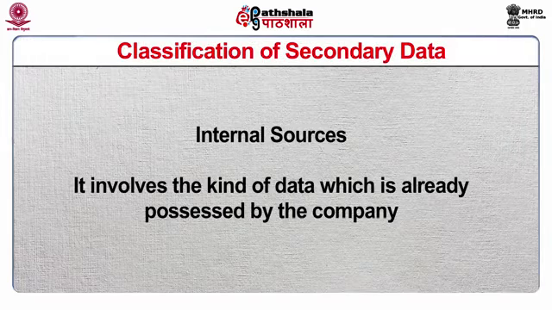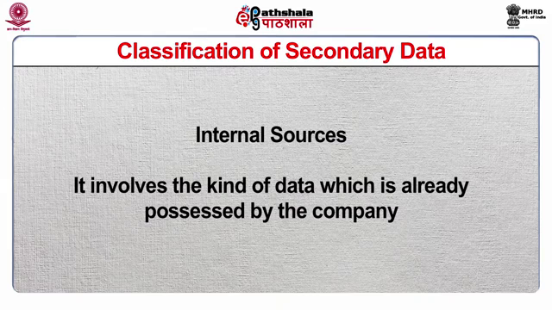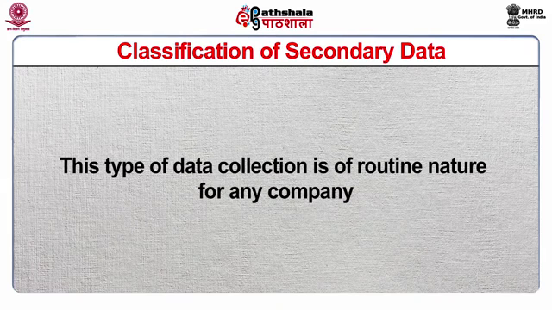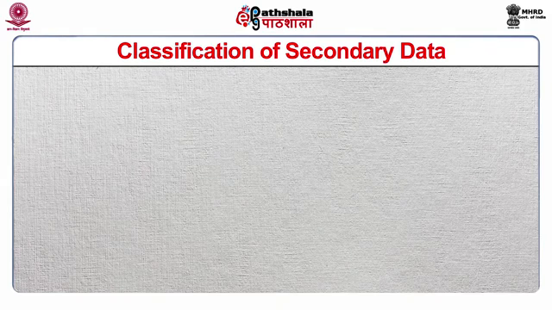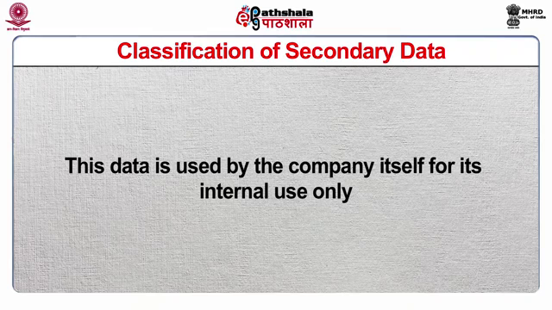The various methods of data collection of the secondary data can be illustrated under two broad categories, that is, internal sources and external sources. First, the internal sources. It involves the kind of data which is already possessed by the sponsor company. This type of data collection is of routine nature for any company. This data is used by the company itself for its internal use only.